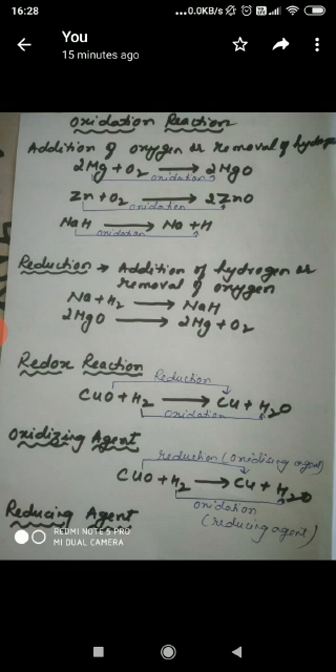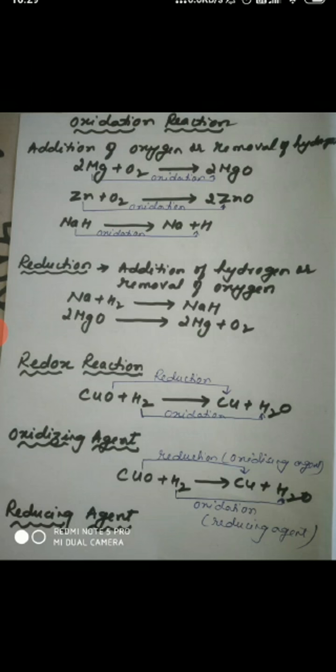So it is a reduction reaction. Now we are going to discuss redox reactions. So what is a redox reaction? The reaction in which oxidation and reduction occur simultaneously, that is, take place at a time. That means both the reactions are taking place at the same time.